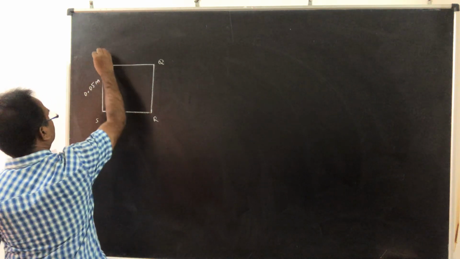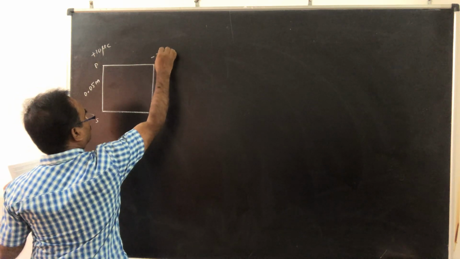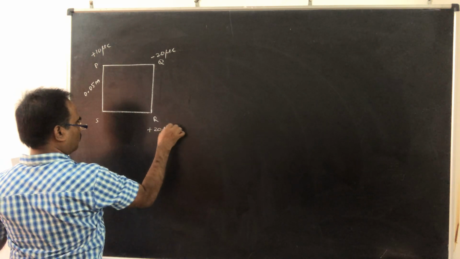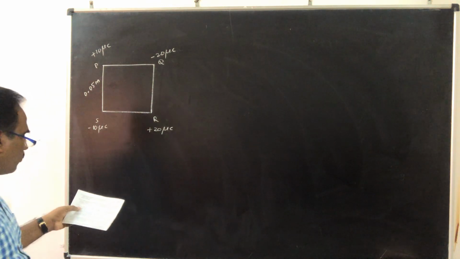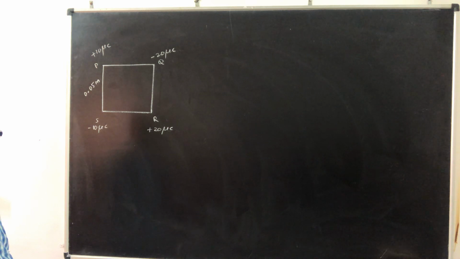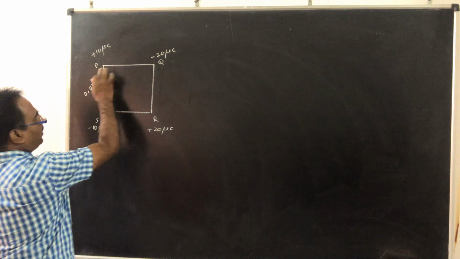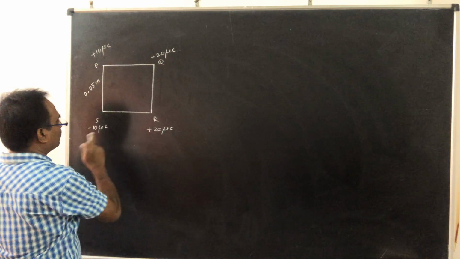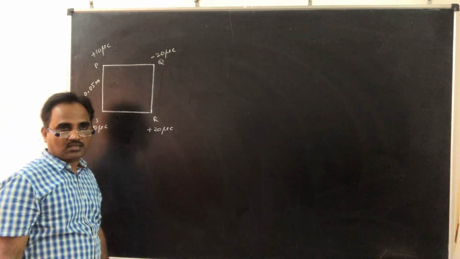Charges of plus 10 microcoulomb, minus 20 microcoulomb, plus 20 microcoulomb, minus 10 microcoulomb are placed at the corners P, Q, R and S respectively. So PQRS is like this, and at these four corners these charges are there. So you have to represent these charges correctly, otherwise you won't get the correct answer.